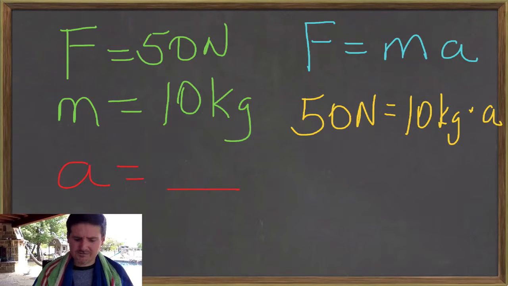We know what the force is. It's going to be 50 newtons. We know the mass is 10 kilograms. Acceleration is unknown. We're going to bring down that variable a. Don't put an x or anything else. Leave the variable the same.